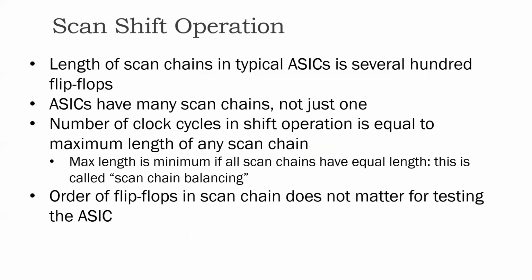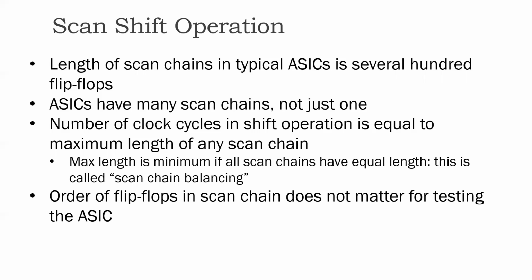Now, as I said earlier, the length of scan chains in a typical ASIC is several hundred flip-flops. Now, an ASIC will have maybe 1 million flip-flops. You could have one single scan chain of length 1 million, but that would be very inefficient because you would have to run 1 million clock cycles just to populate the scan chain. So we don't like that. It'll take a lot of time on the tester, and then the test cost will become very high.